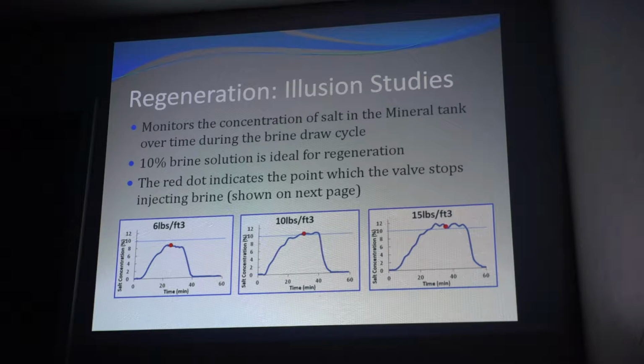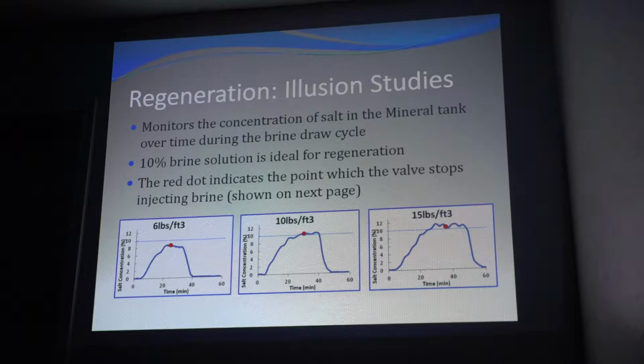The red dot indicates the point at which the valve stops injecting brine. What that means is when the brine tank gets sucked dry, if there's an air check inside the brine tank. So let's use the center one for example. At 30 minutes, it took just under 30 minutes for that brine to get all sucked out of the brine tank.